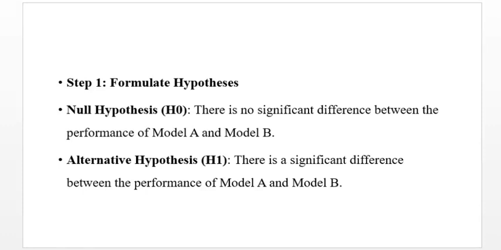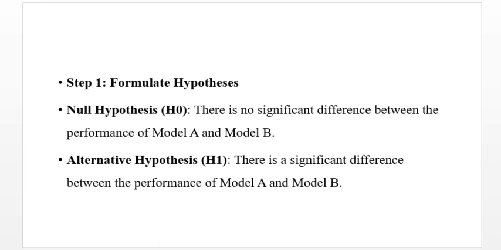Now we will go through the steps to calculate the t-test. If you want to compare the performance of model A and model B based on the accuracy scores from a 10-fold cross validation, the first step is to formulate the hypothesis, where there are two types of hypothesis. One is the null hypothesis. In this, there is no significant difference between the means of both model A and B. And the alternative hypothesis is there is a significant difference between the means of model A and B.